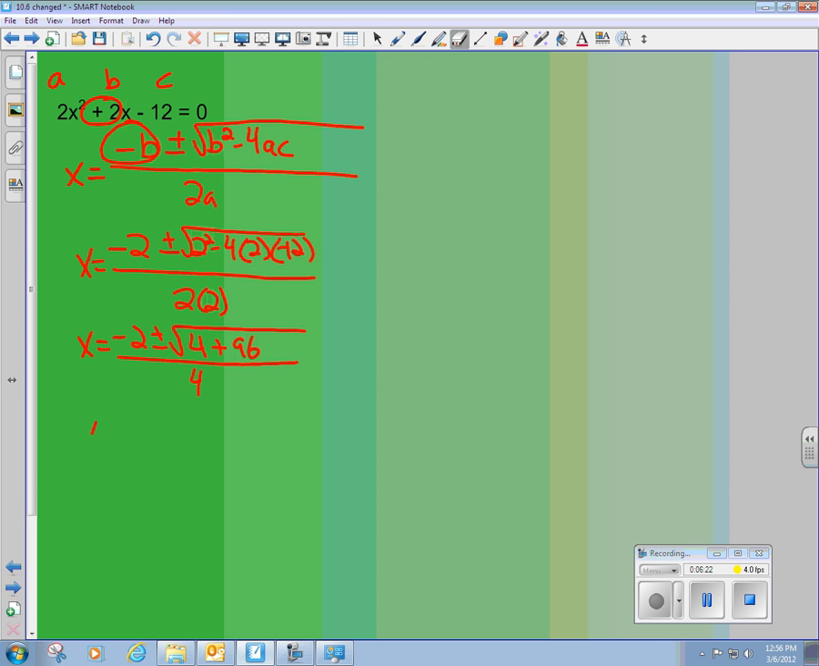All right. So x equals negative 2 plus or minus, 4 plus 96 is 100. Square root of 100 is 10. So plus or minus 10 all over 4. Now here's where you split it apart. Negative 2 plus 10 over 4. Negative 2 minus 10 all over 4. Negative 2 plus 10 is 8. 8 divided by 4 is 2. Negative 2 minus 10 is negative 12. Divided by 4 is negative 3. So there are your two answers.